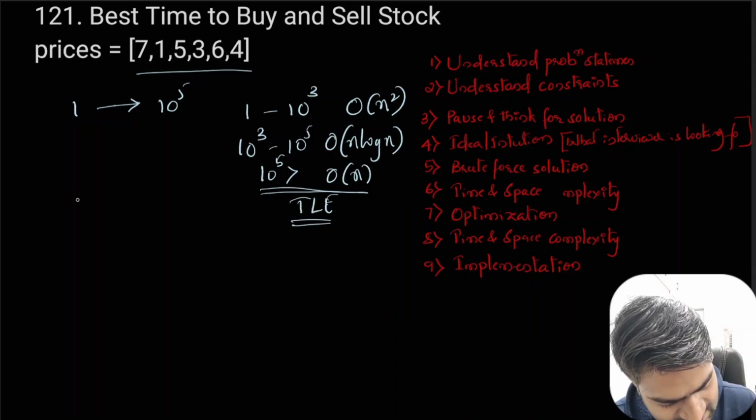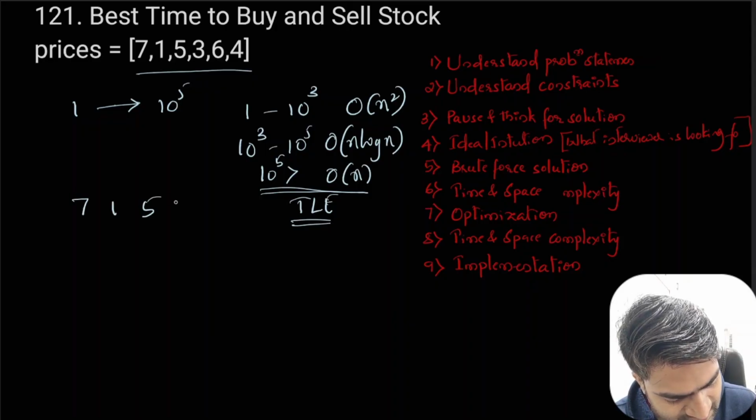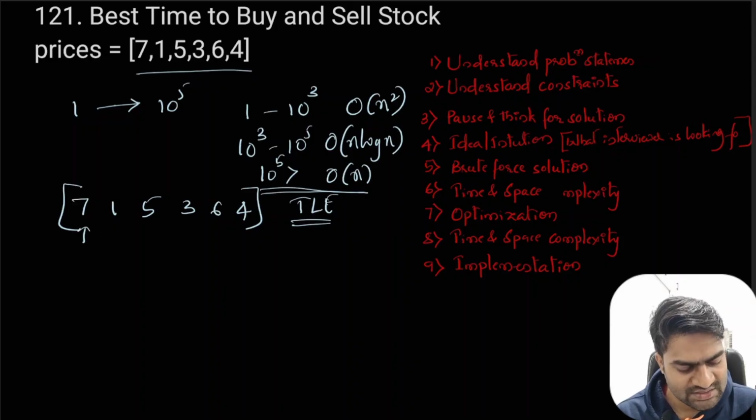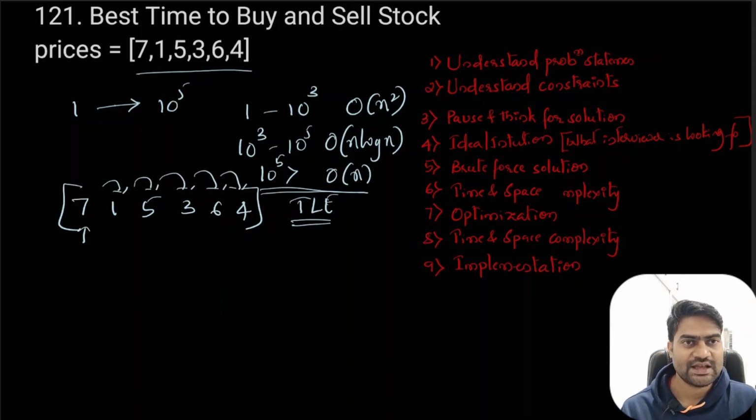I will take this array 7, 1, 5, 3, 6 and 4. Okay. So how to find the profit? First you need to buy, then on some subsequent day, any day, you can sell, and you need to check whether the profit is the maximum. If that is the maximum, then you will have to consider that profit.